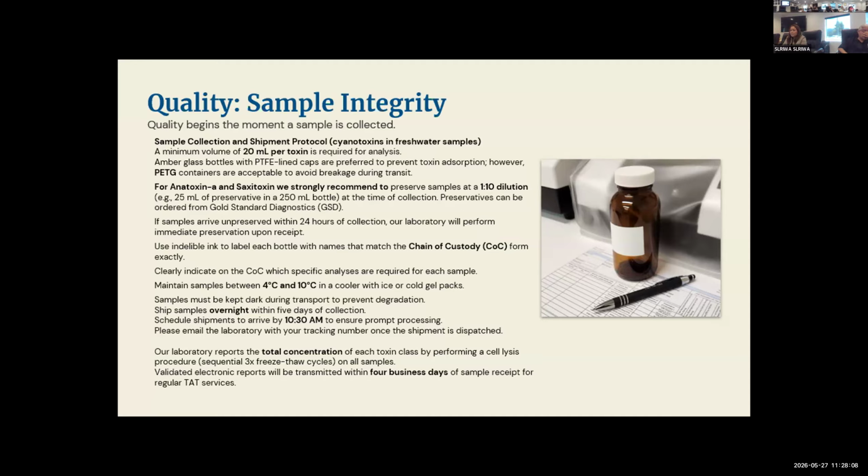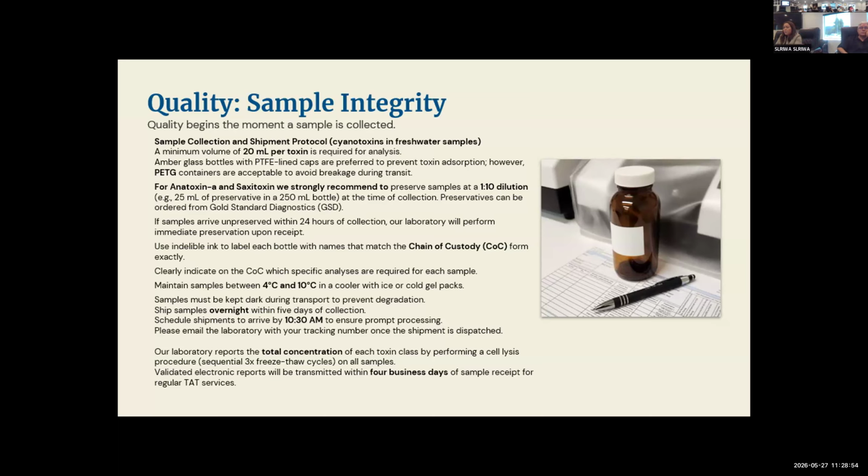And regarding logistics, we recommend using permanent markers to label each bottle with names that match the chain of custody form exactly, and also to clearly indicate which analyses are required for each sample, along with time, location, and date of collection. Samples should be maintained between 4 and 10 degrees Celsius in a cooler with ice or cold gel pads. Shipments must be sent overnight within 5 days of collection and kept dark during transport to prevent degradation.